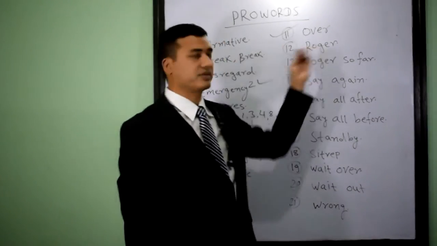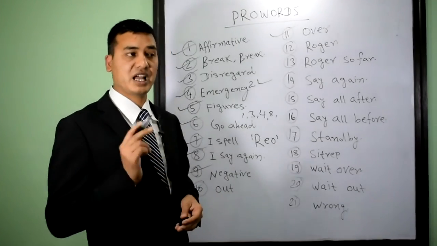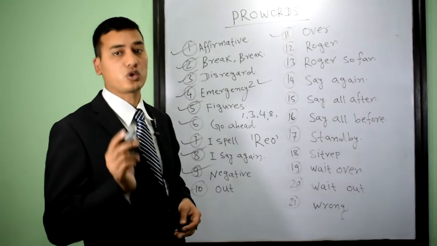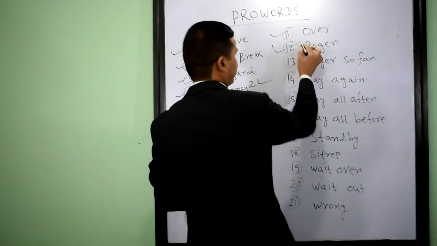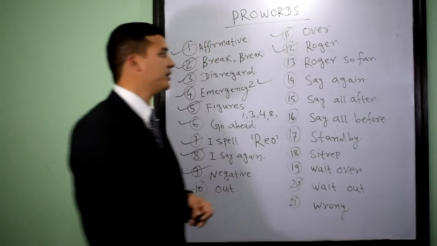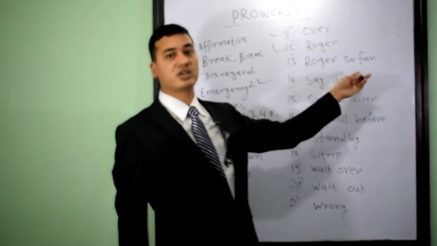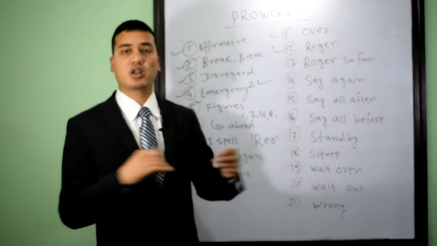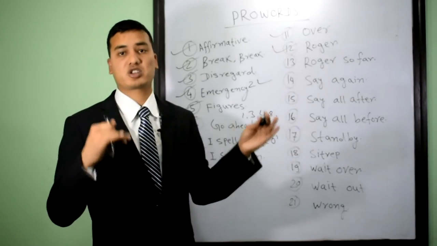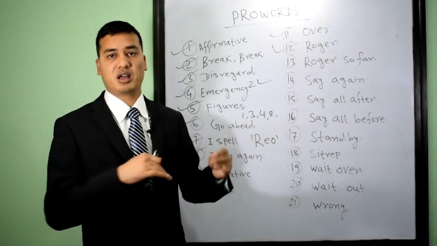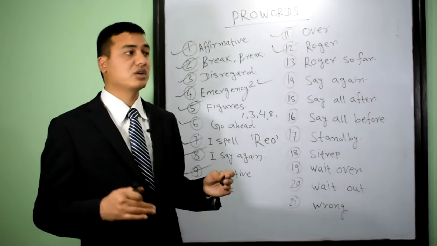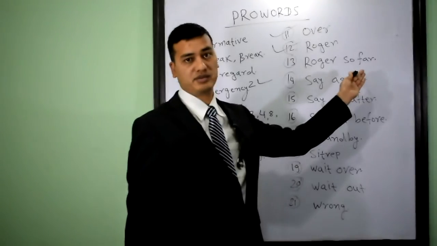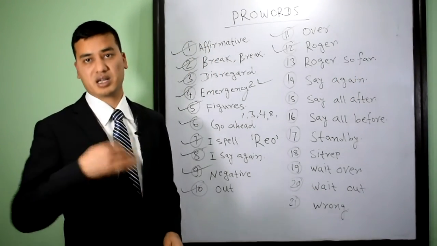And Roger means you received the message and you understand. When you understand and receive a message, you can say Roger. Number 13, Roger sofa. When you are giving a long message, the message is not short, and you want to go further, at that time you can say Roger sofa. Then you continue with the message.